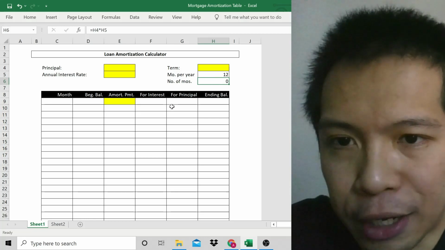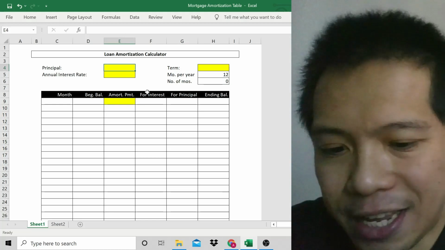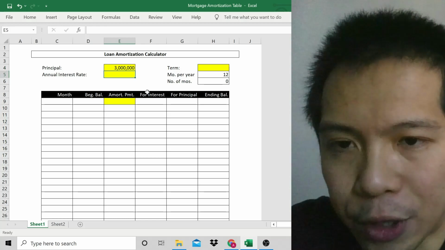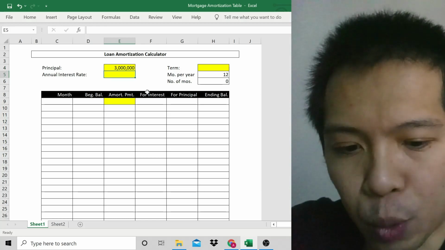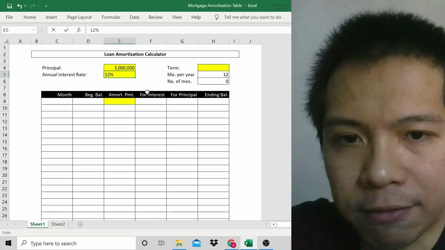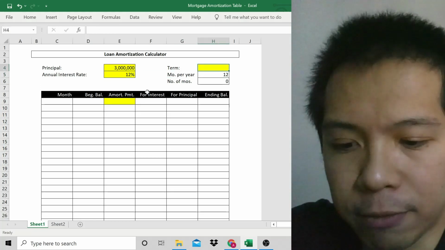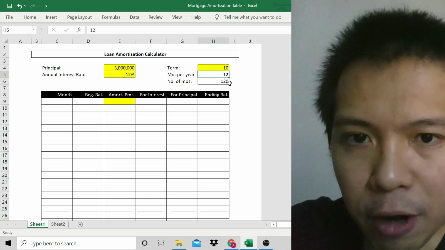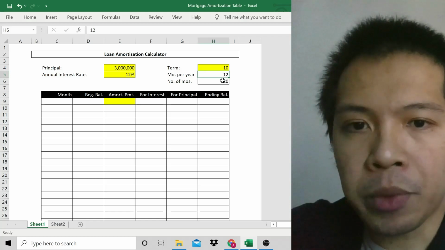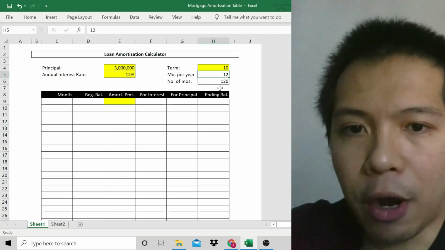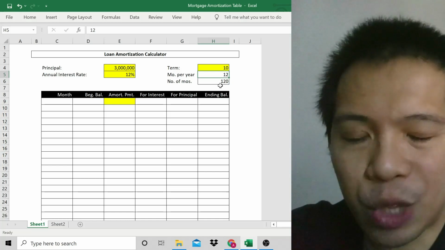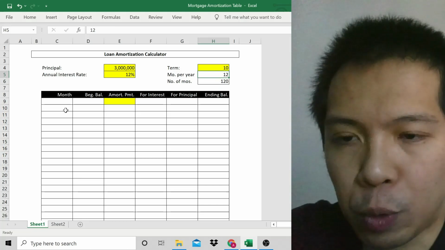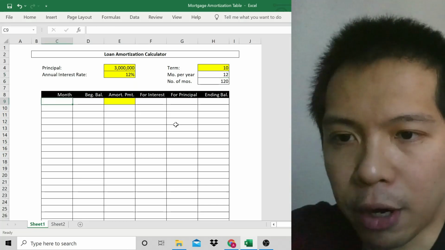So I'm going to put an example here. Let's say you have a principal amount of 3 million. The annual interest is, let us say, 12%. And the term of the loan is 10 years. So again, the number of months per year is 12, so it would follow that the number of months will be 120. That's 10 times 12. So I'm going to put here the number of months.